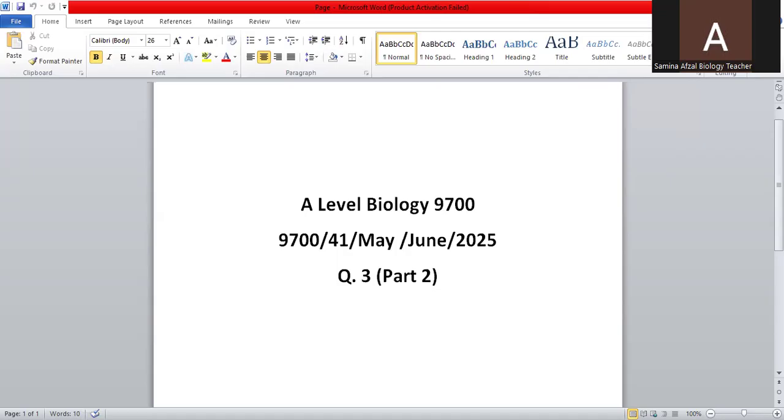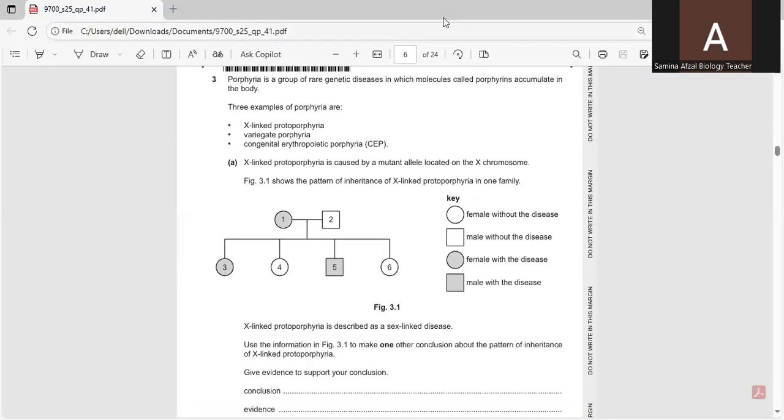Question number 3 is: porphyria is a group of rare genetic diseases in which molecules called porphyrins accumulate in the body. Three examples of porphyria are X-linked protoporphyria, variegate porphyria, and congenital erythropoietic porphyria. X-linked protoporphyria is caused by a mutant allele located on the X chromosome. Figure 3.1 shows the pattern of inheritance of X-linked protoporphyria in one family.